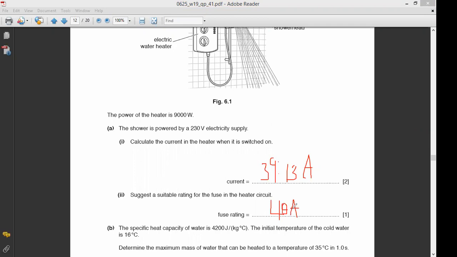Why? So that it will not exceed. Exactly, so that it can carry the amount of current in the heater. Because if we use anything higher, we can use 40, 50, or 60 ampere. But the goal is that you should use a fuse that is greater than the amount of current the circuit carries. If not, it will burn. Do you understand that? Yes, sir. Okay.